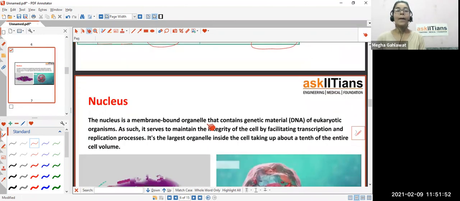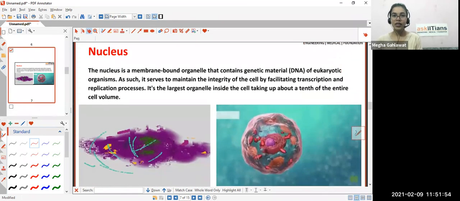Okay, moving to the nucleus. Nucleus is like my favorite organelle. Why? Because it is the brain of the cell, and secondly, it is way too easy to learn. So first of all, you need to understand that the nucleus is a membrane bound organelle. By membrane bound organelle, we mean that the nucleus is covered with a membrane. Okay, all the nuclear components are present within an enclosed membrane like this.